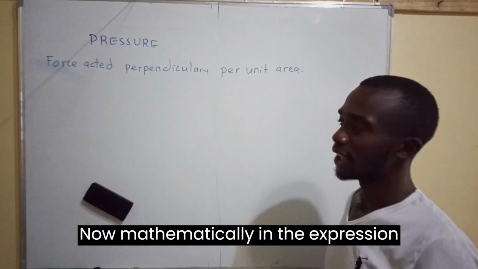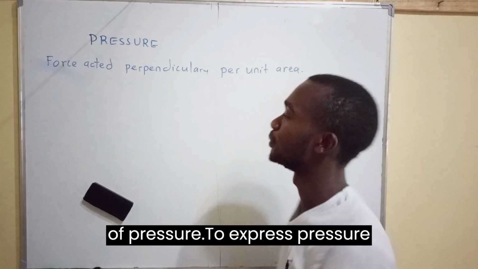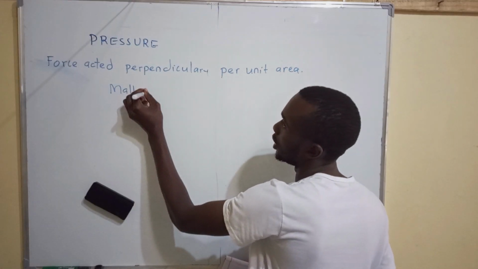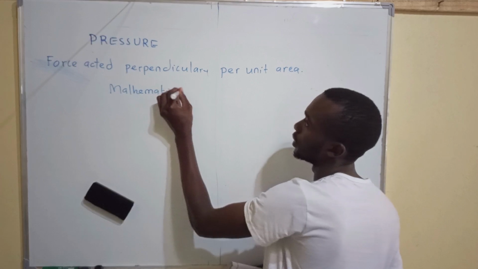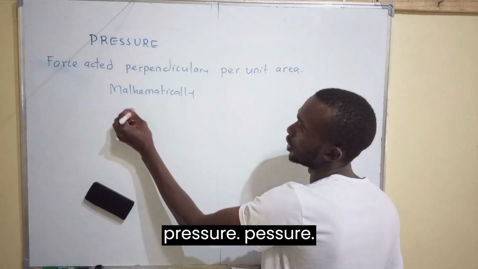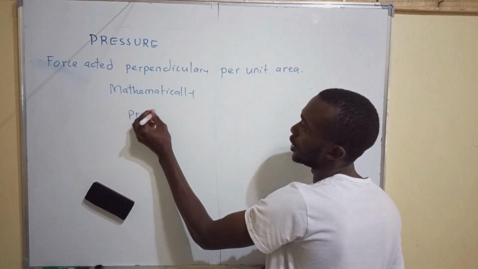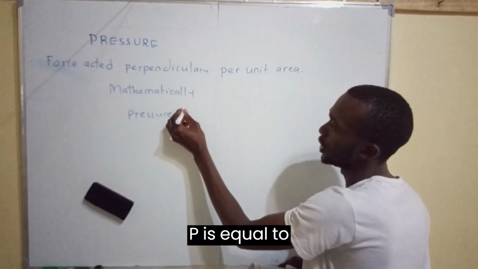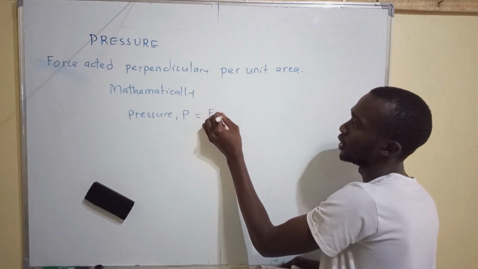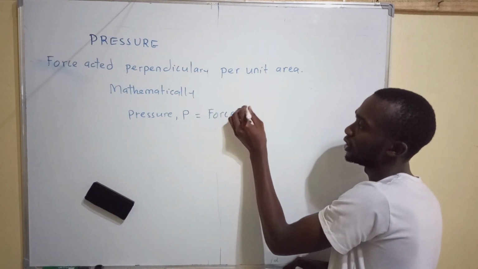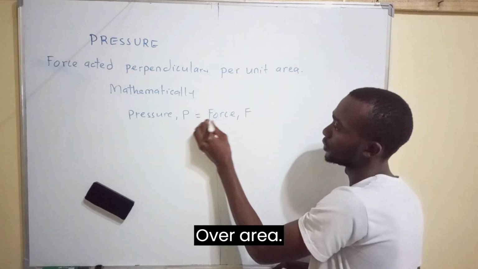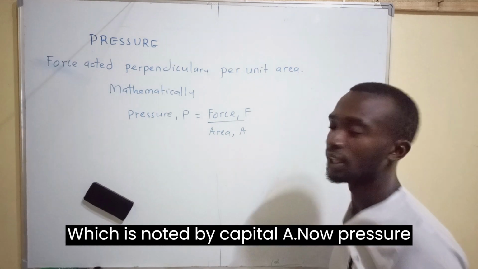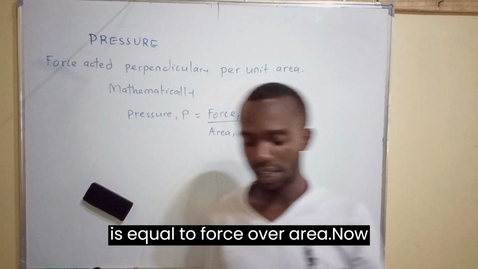Now, to express pressure mathematically, pressure, which is denoted by P, is equal to force, which is denoted by F, over area, which is denoted by capital A. So pressure is equal to force over area.